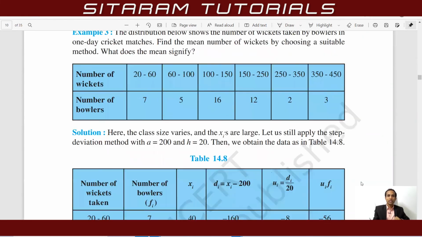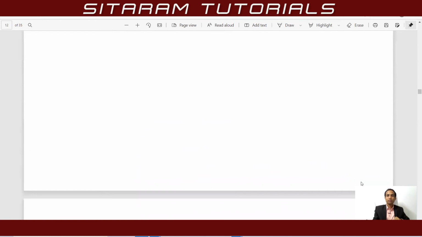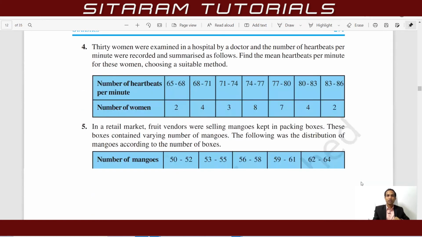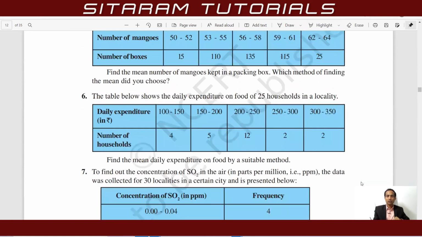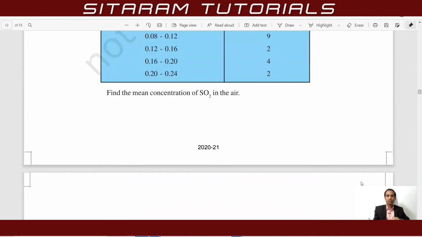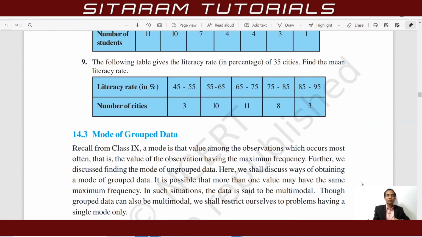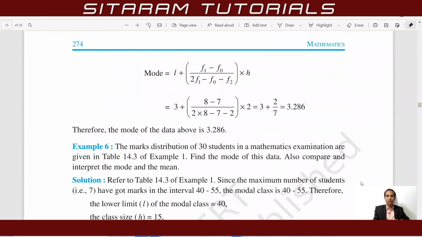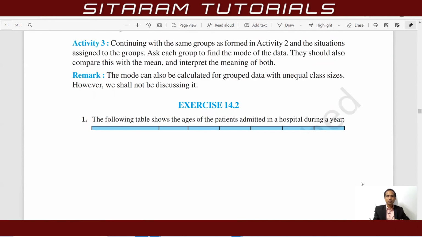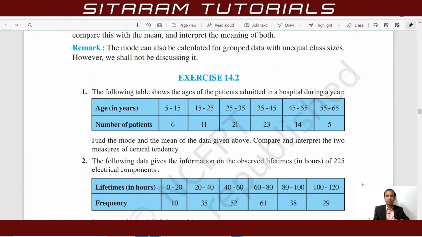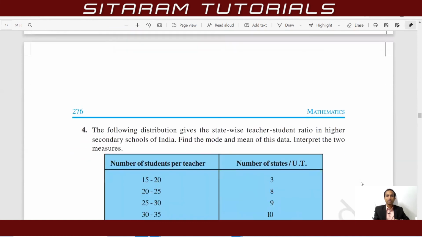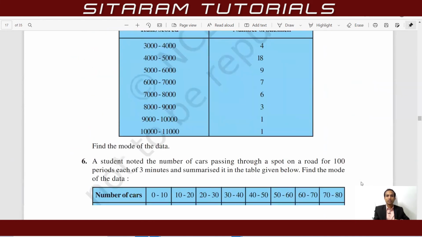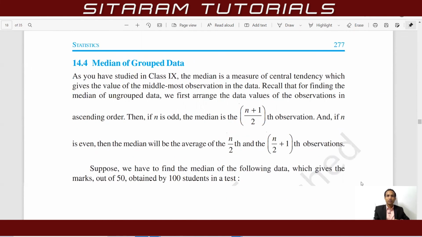Now going to the next, example 3, example 4. These problems are all going to be there in the exam, because in the exercise it is nowhere mentioned to use a particular method. All questions you can do by using direct method or assumed mean method, but not step deviation method. Next, mode of grouped data, this is also there, and example 6 is there. Next exercise is 14.2. The full exercise 14.2 is there.